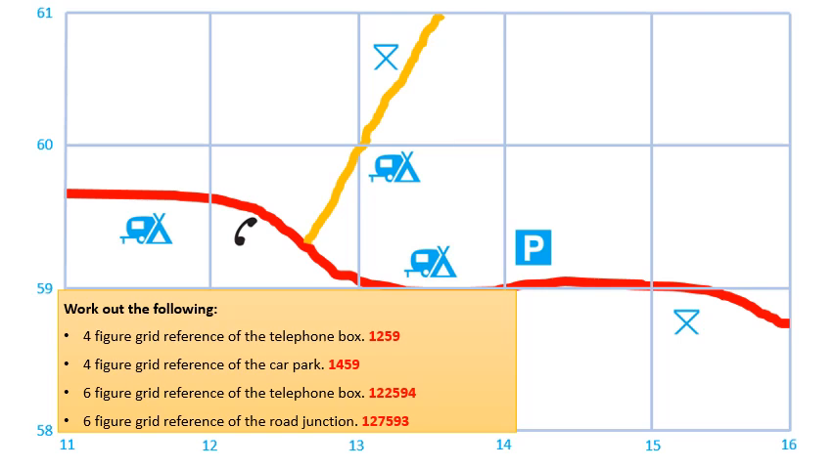The six-figure grid reference of the telephone box is 122594. Now remember, the third number and the sixth number here could be slightly out. So perhaps you might have said 1, 2, 3 for the first 3 numbers, and that would be okay. And the six-figure reference of the road junction is 127593. Again, that third and sixth number can be 1 out, and you'll probably still get the mark.